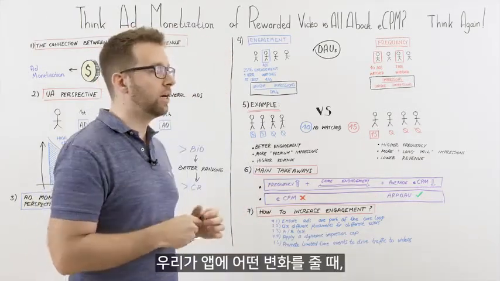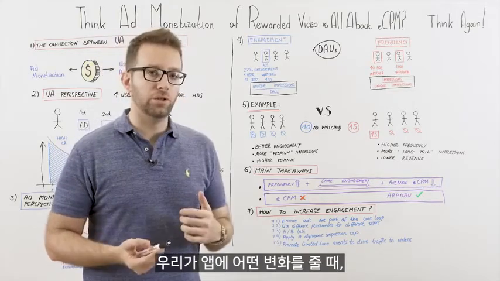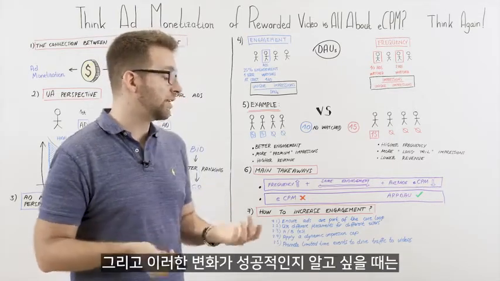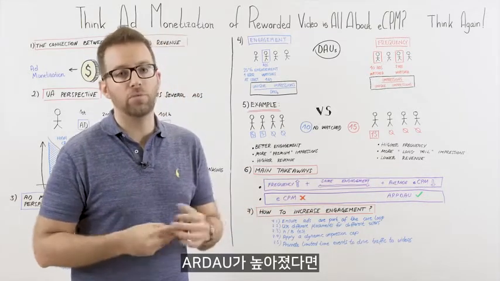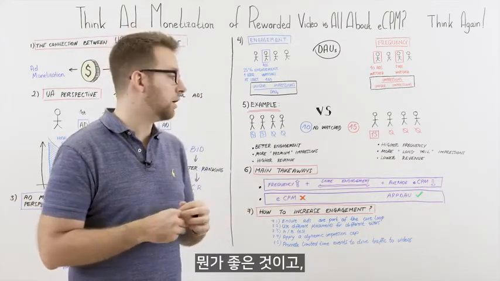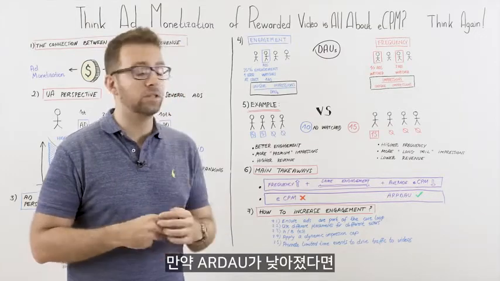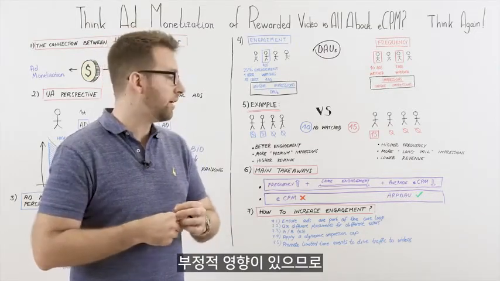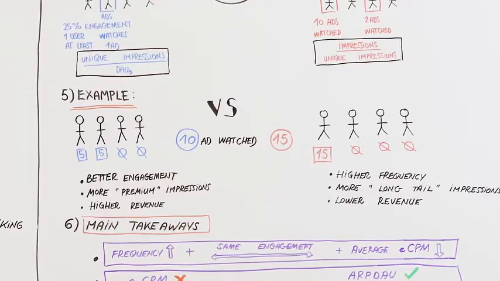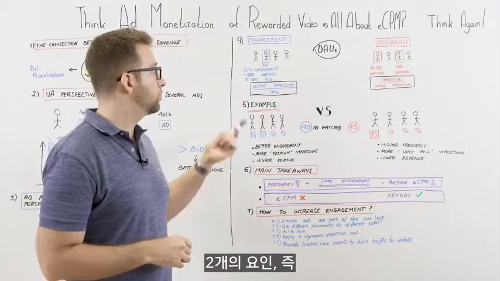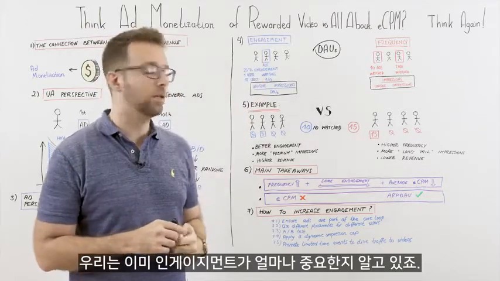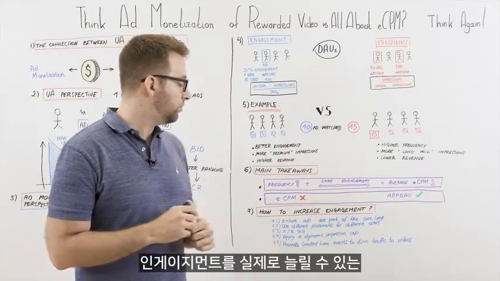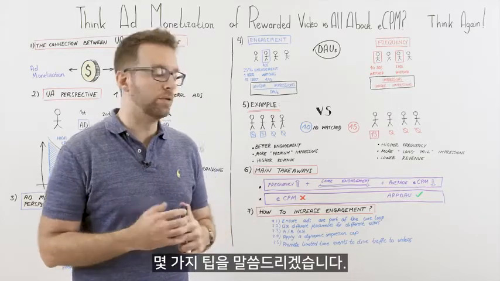So whenever we are doing any change into our app and we want to see if it's successful or not, we should look at ARPDAU, and if we will have more ARPDAU, something is good. If it's going to decrease, it has a negative effect and we have to change something. So as we introduce these two factors, engagement and frequency, and we know how important is engagement, I will tell you a few tips how to increase actually the engagement.